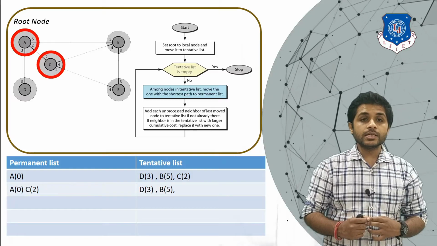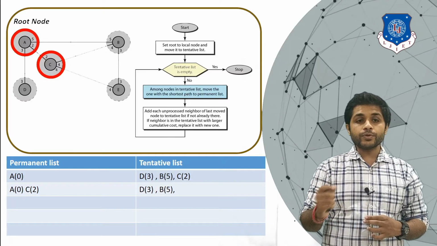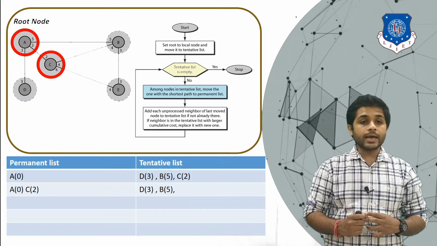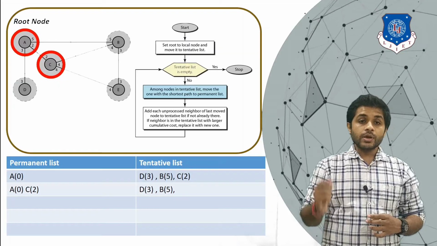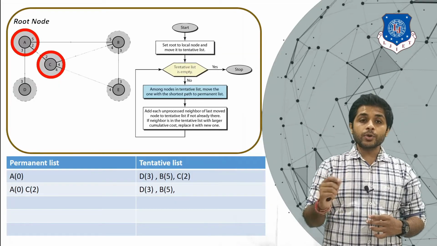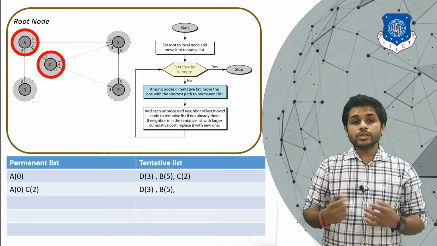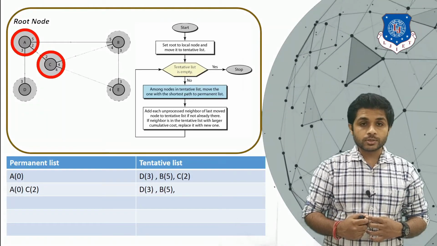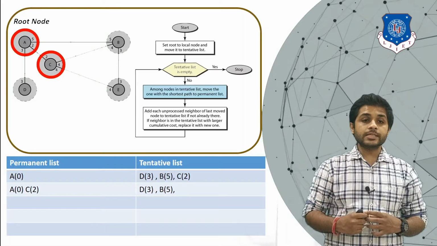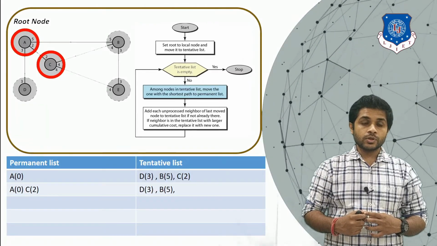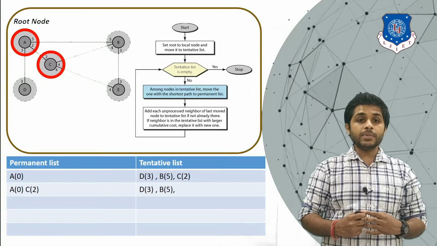Adjacent of the C are A, B and E. Now you have to remember that we will not add every adjacent node to the tentative list. We will only move unprocessed nodes to the tentative list. So which nodes are called unprocessed nodes? Unprocessed nodes are those which are not present in the permanent list. So as you can see, C is having 3 nodes, A, B and E.